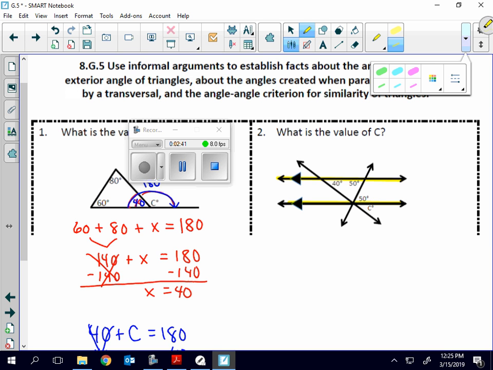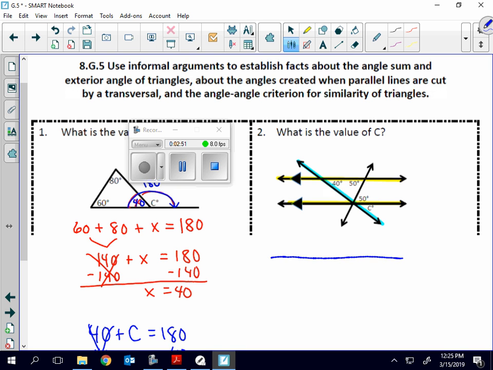Let me highlight it in a different color here. This transversal. Okay. So if you have that, and you can draw another picture if you want, if you just want to draw the things that we have there, the two parallel lines cut by that one transversal. We have 40 degrees in here, and C is here. Maybe that's a little more obvious as to what C would be.